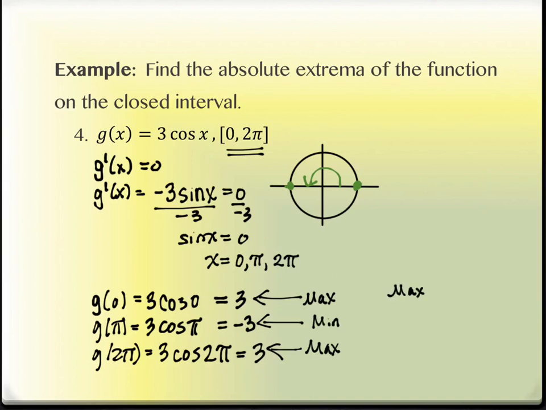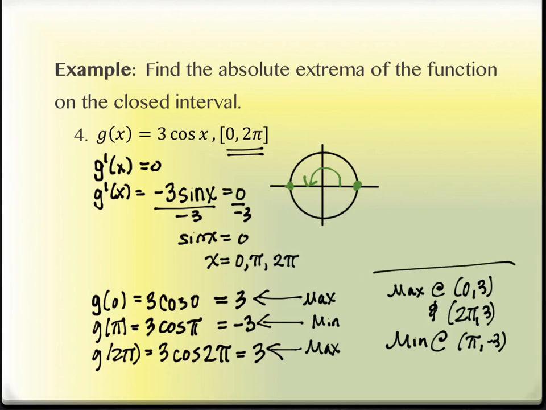So I have a max. I'll do this in ordered pair notation. I have a max at (0, 3) and (2 pi, 3). And I have a minimum at (pi, negative 3). Or of course you can write it the way I wrote it on the other ones too. Any questions on those? Okay.